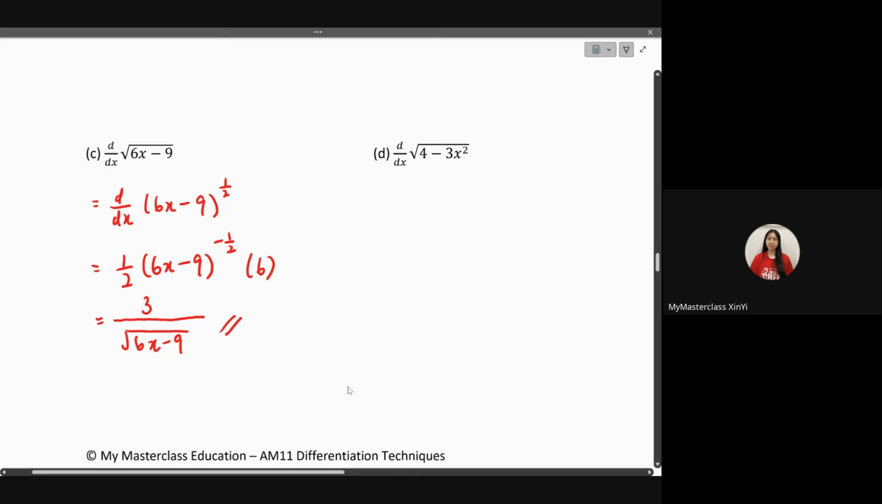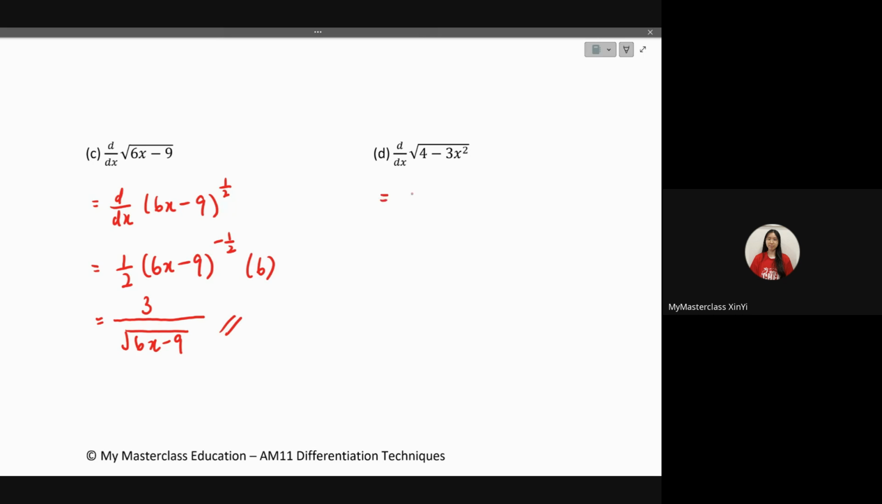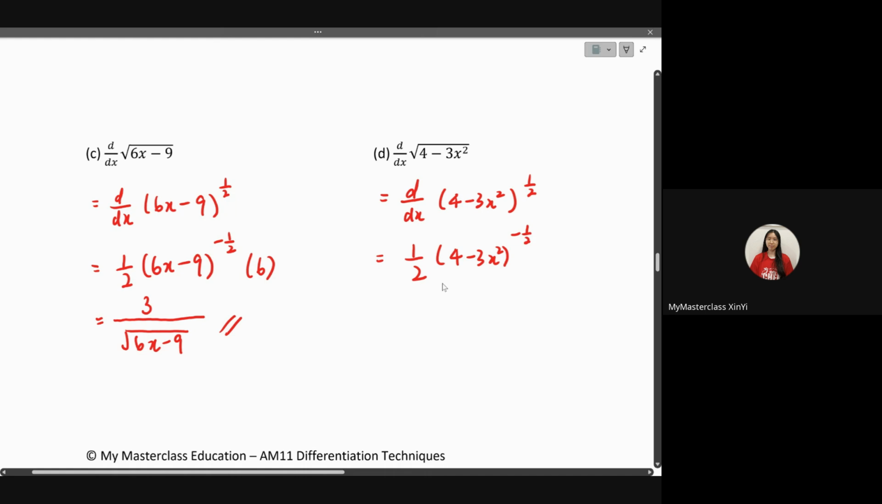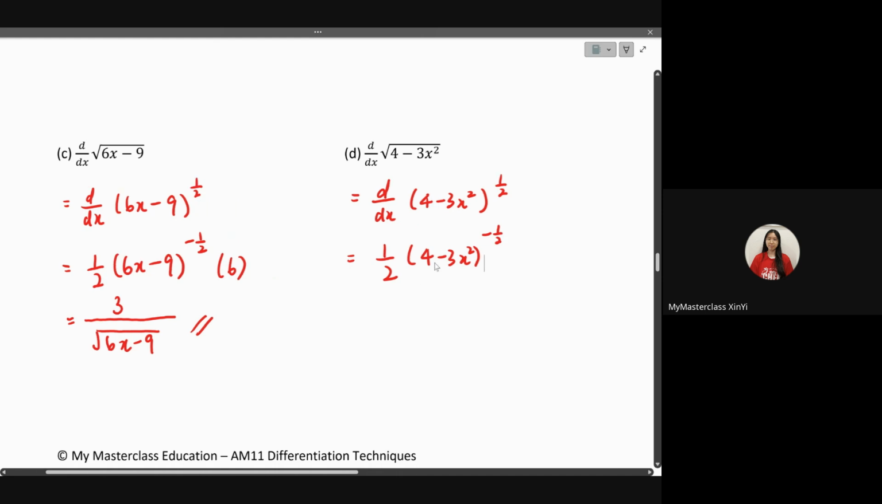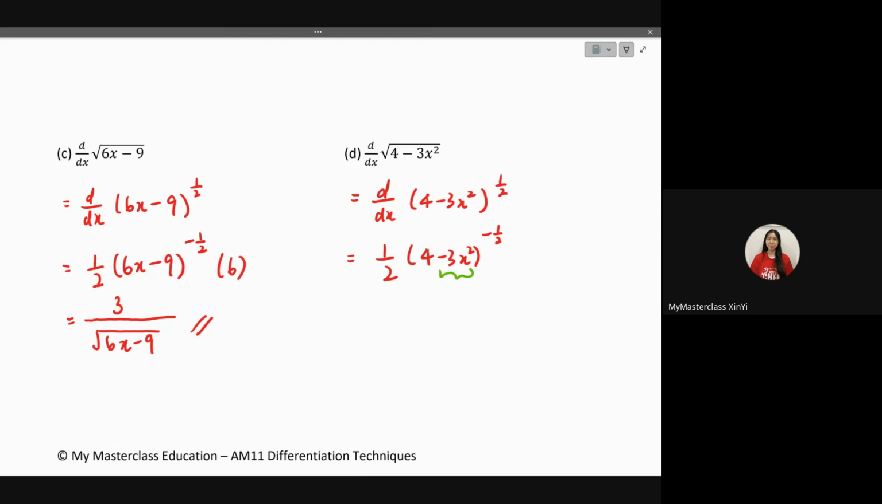Okay, similarly for this one, also re-express as the power form first. So you will have 4 minus 3x squared whole thing to the power. Then bring down the power, reduce the power by 1. The inside part, here you have to be careful. When you differentiate 4 is 0, right? When you differentiate this part, it comes with the negative. Here I'm going to jot it down at the side first so you all can see.